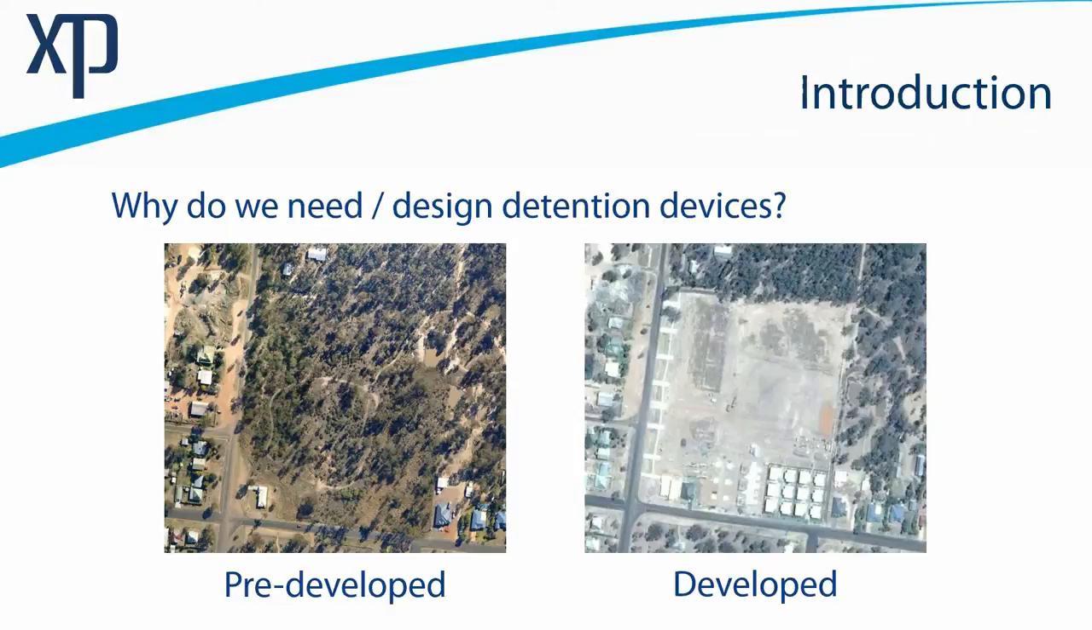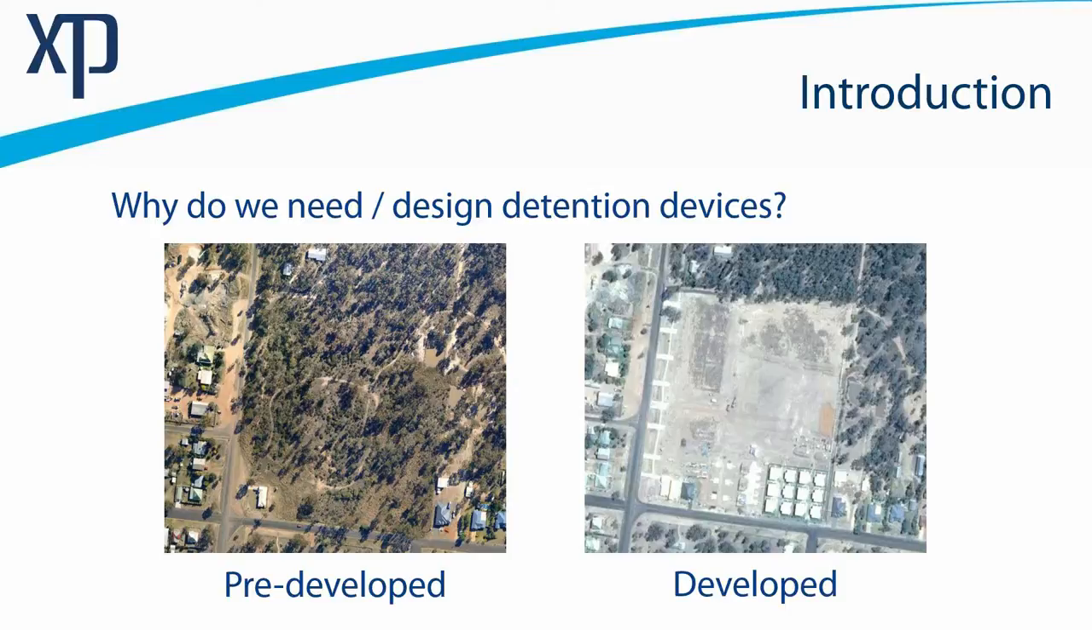Introduction. So why do we design detention devices? Humans have this great propensity to develop areas to provide habitable living spaces. These two pictures show a simple site that is in the process of being converted from otherwise rural or natural landscape into what will be a relatively high density development. On the right-hand side you can already see some of the buildings that have been constructed in the bottom right-hand corner. And it's this functional change in landscape that results in changes in stormwater discharges during rainfall events.